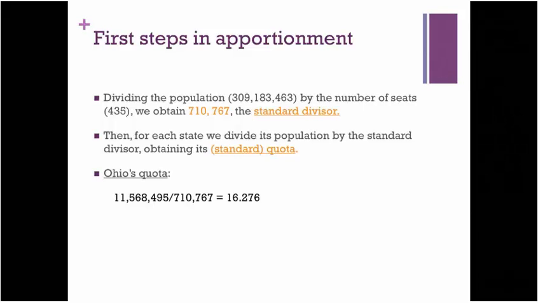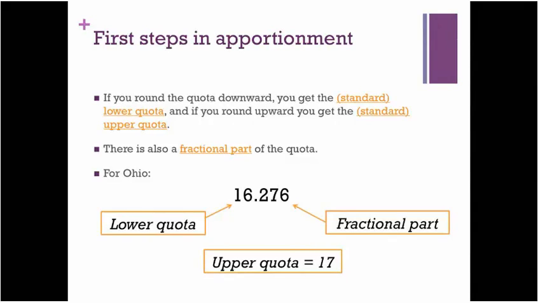And what should you think? You should think, oh, well, this is the number of representatives that we deserve, 16.276. Of course, we can't have 16.276 representatives. For that reason, we find it useful to introduce the following vocabulary.